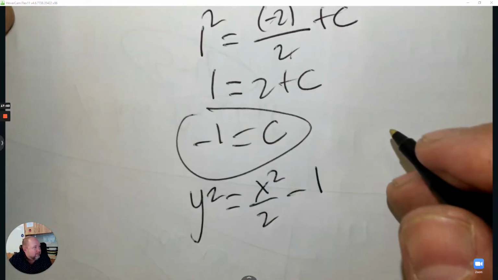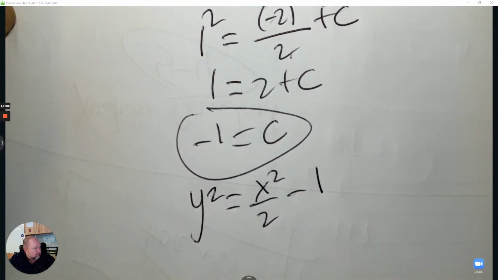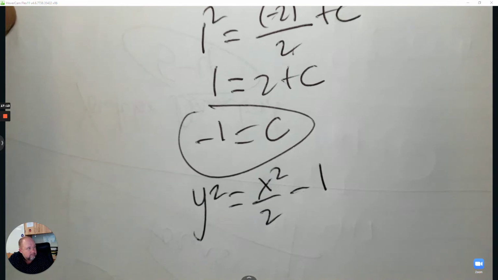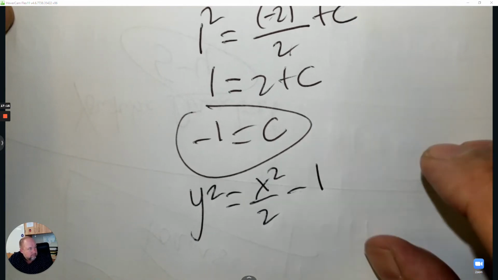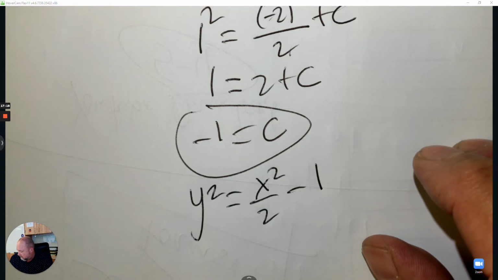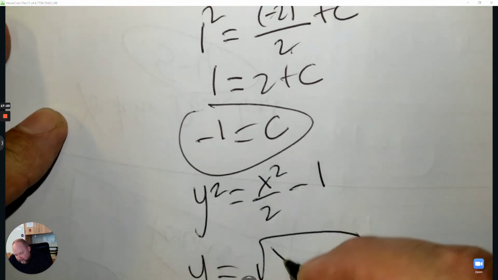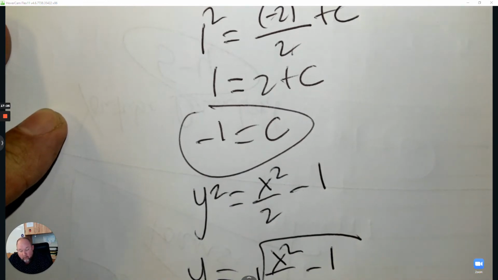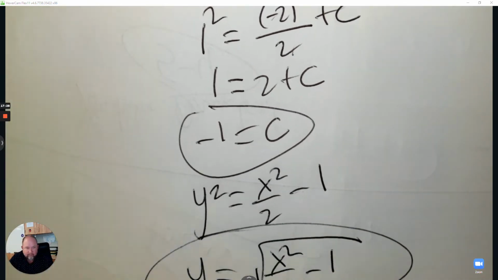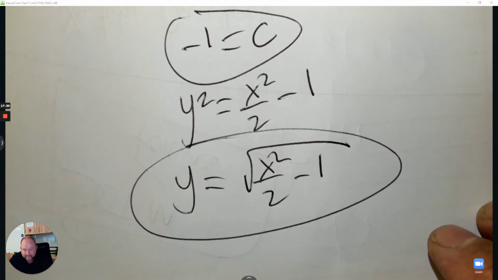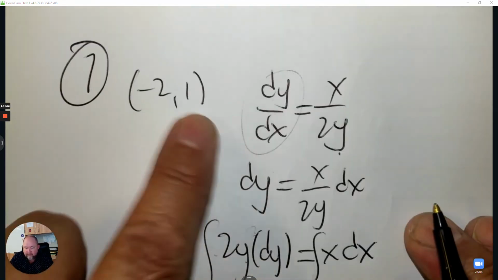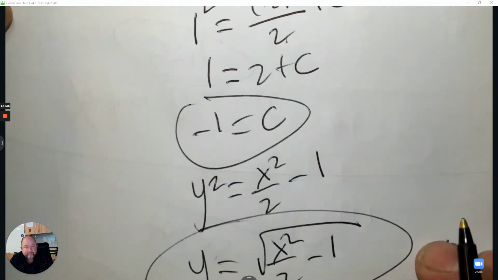And then the last step is I'm going to square root. It just said find an equation. So if I square root this, because the y coordinate is positive, that's the answer. It would be negative if the y value was negative. Done.